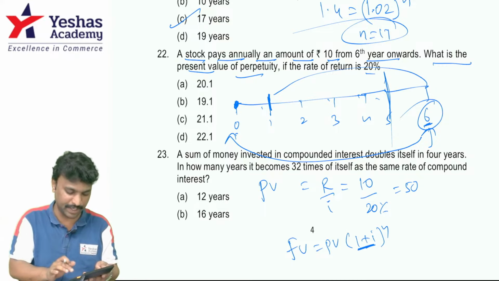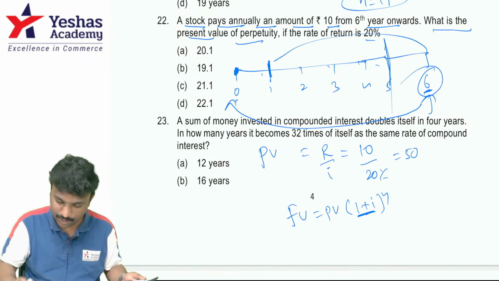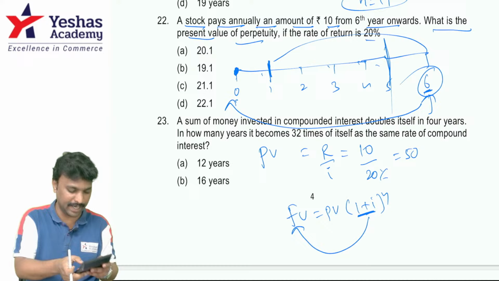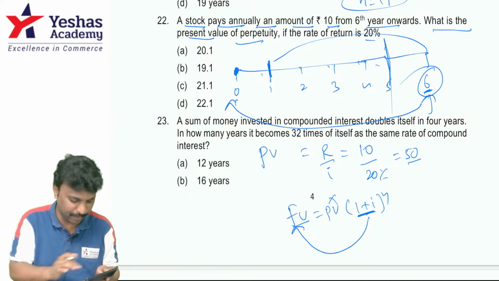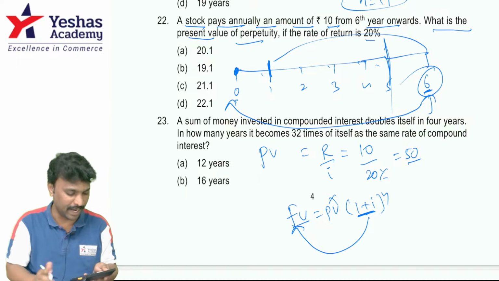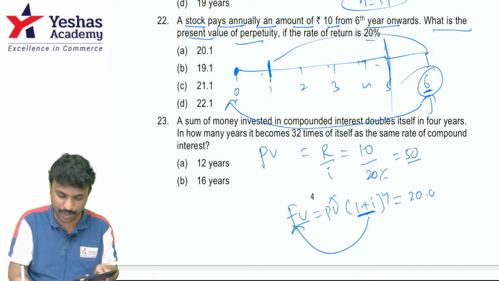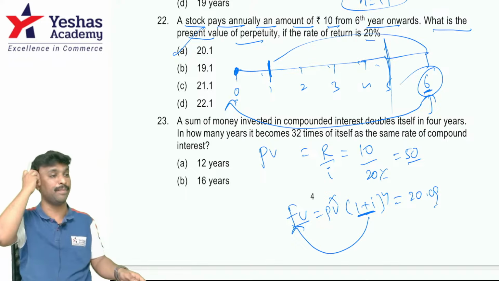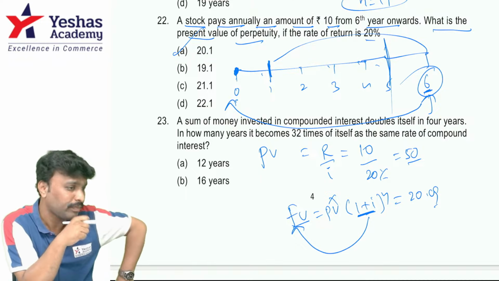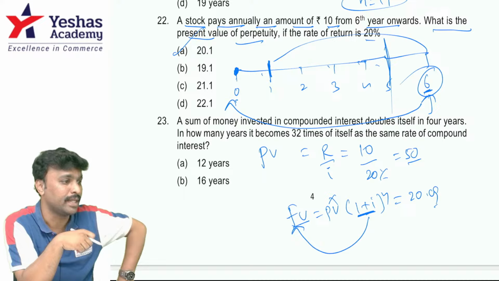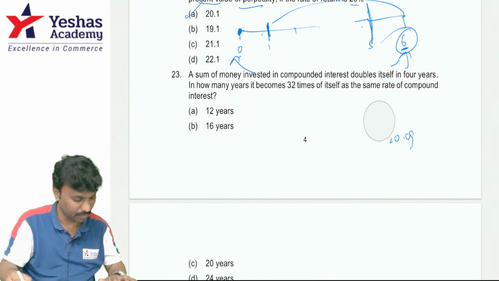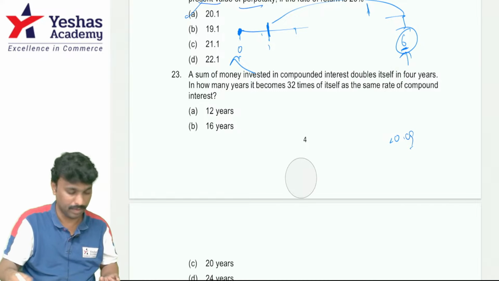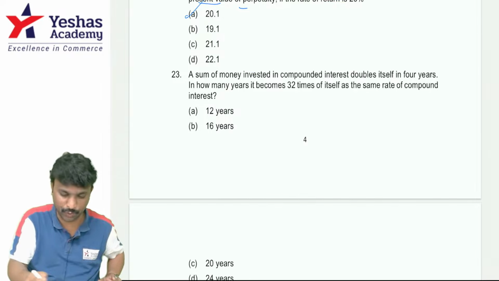Raise the power to 5, press into equal 4 times, 1, 2, 3, 4. Then present value we need to find. So shift it to the other side, divide, because present value we don't know, into future value. So 50 becomes the future value actually. So that gives you 20.09. The nearest answer is 20.1. Have you understood? Everybody, say yes or no? Moving on to the next question.